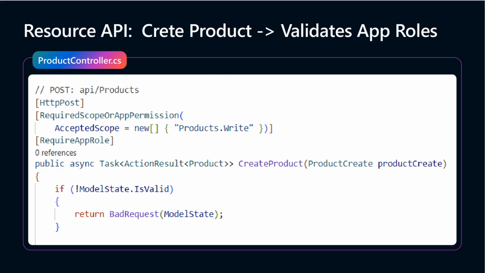Focusing on the Resource API, the Create Product endpoint illustrates strict role and scope enforcement using attributes like required scope or app permission and require app role. This defense-in-depth approach ensures only users with the right permissions, such as the products.write scope and product manager role, can create products. Invalid data is rejected immediately to maintain integrity. This is a prime example of applying least privilege and layered security to protect sensitive backend operations effectively.